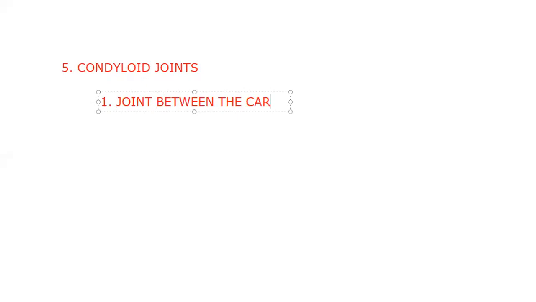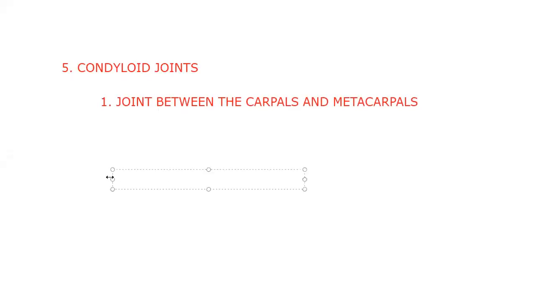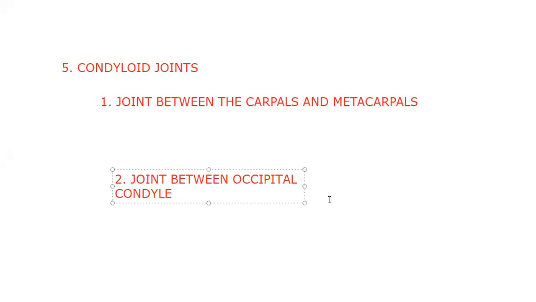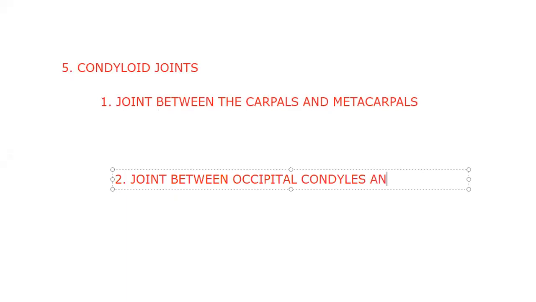Joint between the carpals and metacarpals. Did you remember? This is carpal and this is metacarpal. So what is called a joint between the carpals and metacarpals? Joint between occipital condyles and atlas. Second one, joint between occipital condyle. Did you remember? We said it as the dicondylic skull in the case of human beings. Occipital condyles and atlas. Between the atlas and axis, we have a pivotal joint.